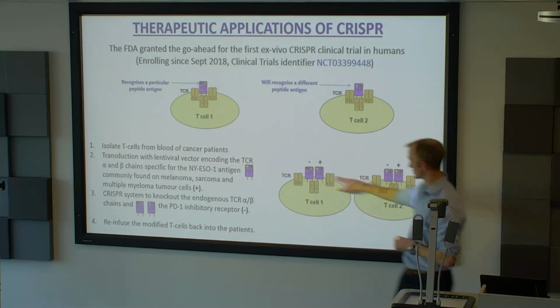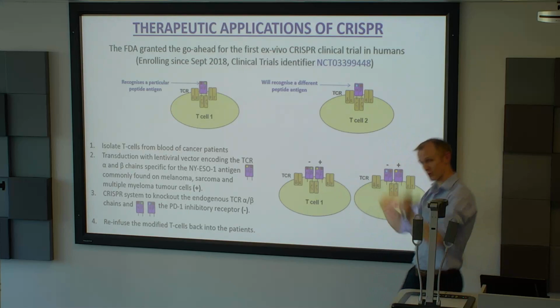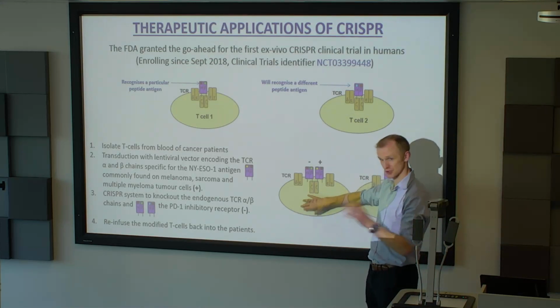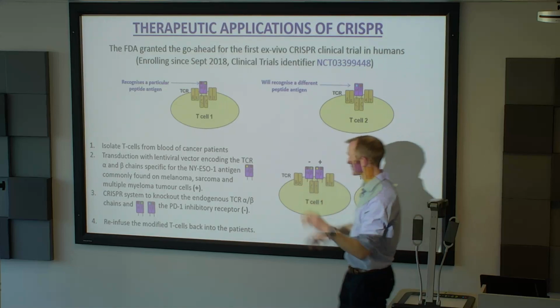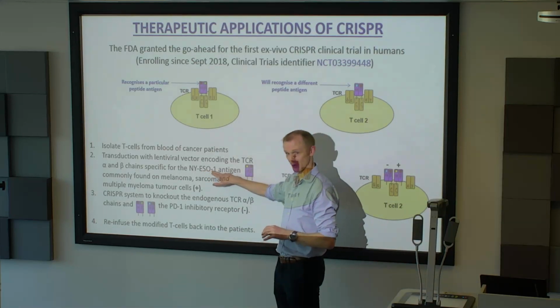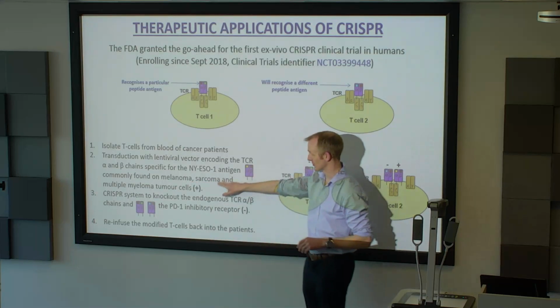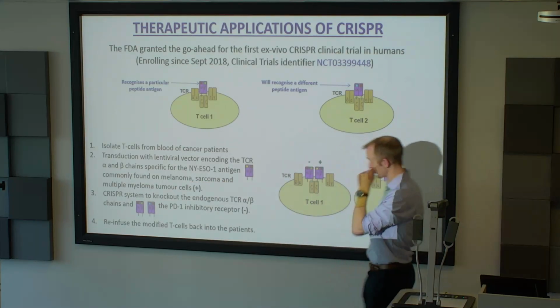expressing this cancer antigen. So what they'll do is they'll inject those back into the person's body, and what will happen is those T cells should target the NY-ESO antigen, which will be expressed on the melanoma cells or the sarcoma cells and multiple myeloma tumors.